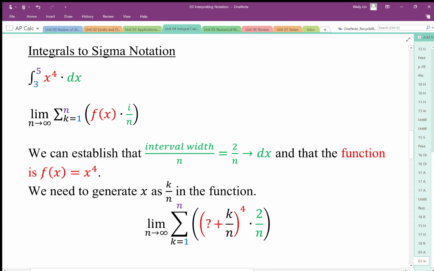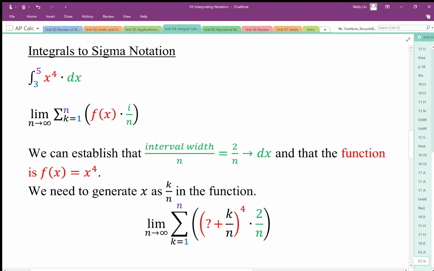We have a k equals 1 start, we have an n endpoint, we have the function part of that expression, and then we have the interval width over n, which represents the dx part of the expression. So we can establish that the interval width divided by n is going to be our dx.